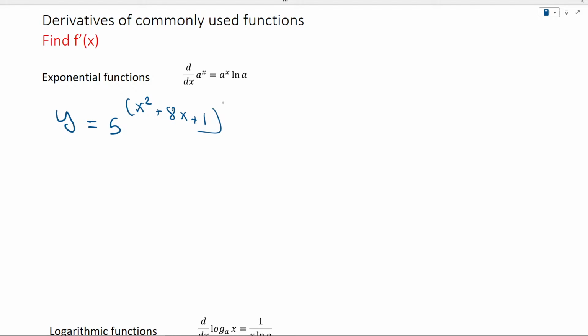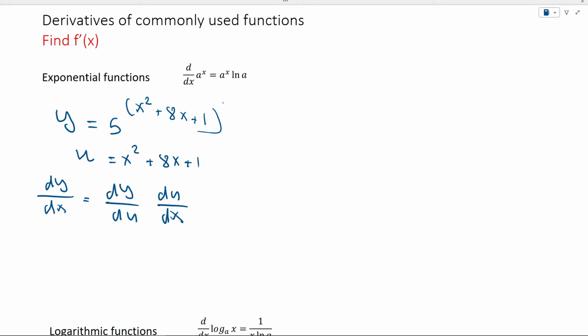Well, that looks somehow familiar, yeah? Here I don't have x, so can I use the chain rule? Do you remember the chain rule? So I can say u is equal to blah, blah, blah plus 1, and then dy over dx is equal to dy over du times du over dx. Do you remember? Something like this.